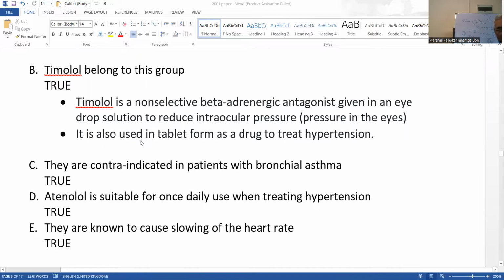Atenolol is suitable for once daily use when treating hypertension too, because atenolol is a long-acting drug. So once a day is enough. Sometimes they give twice a day, but most of the time a once a day dose is enough. They are known to cause slowing of heart rate. Beta blockers slow the heart rate. That is what I'm saying here.